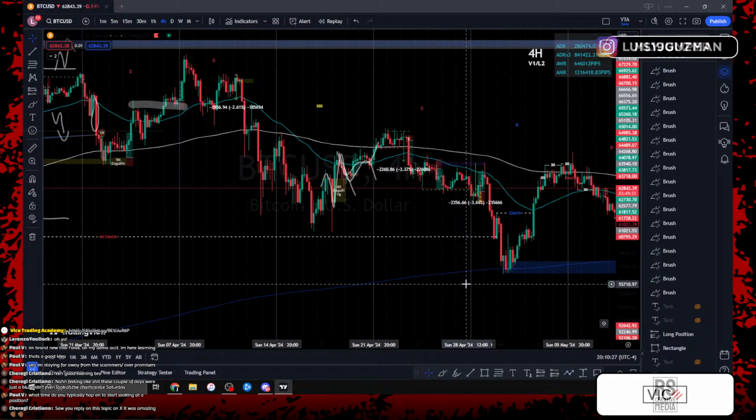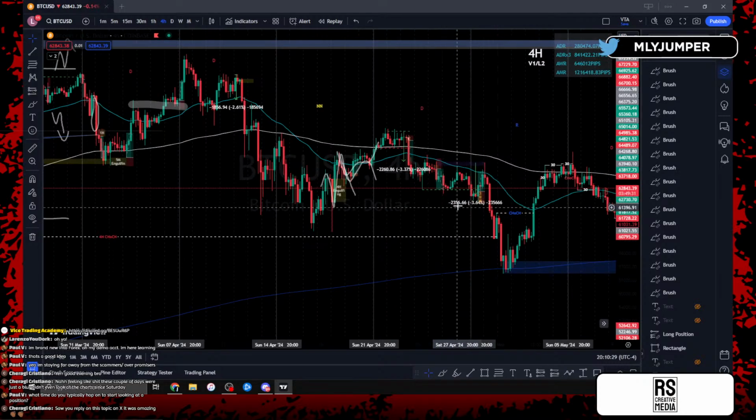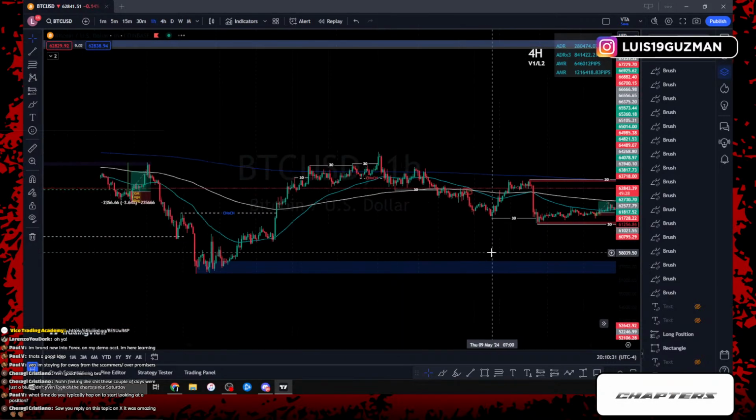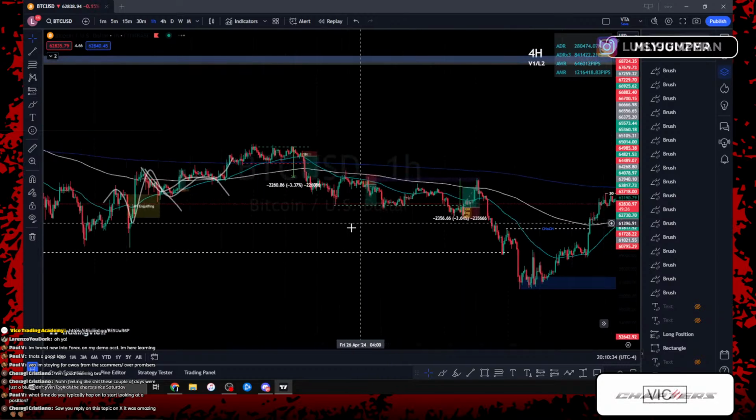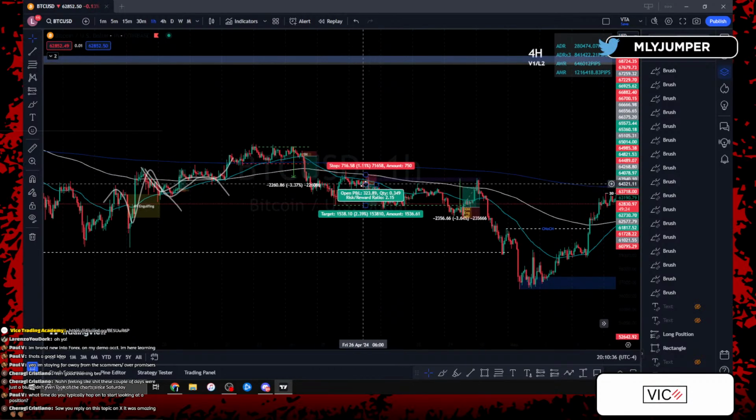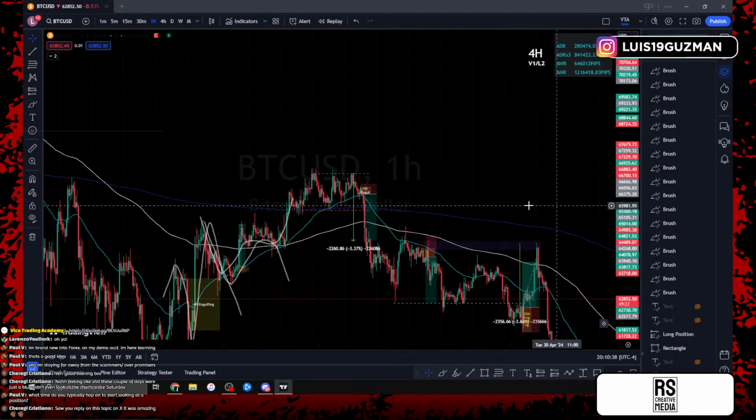Damn, I lost myself. We were here. What time frame was that, in the 1 hour? We'll go over the ones that I have marked. This is supposed to be marked. I have the square, I just don't have the time frame, and I don't feel like going back and forth every single time.